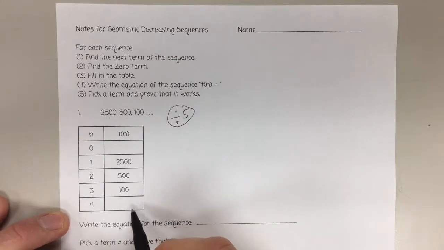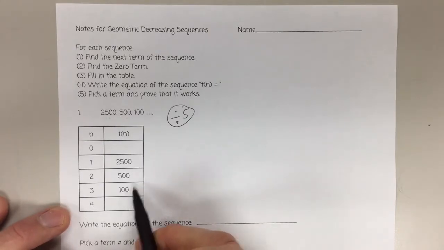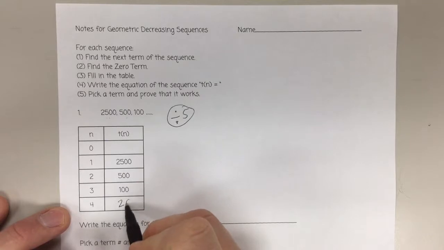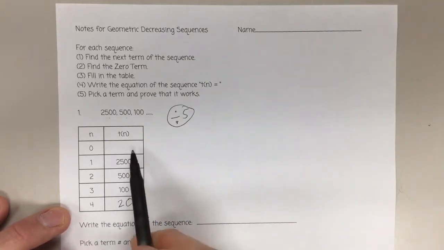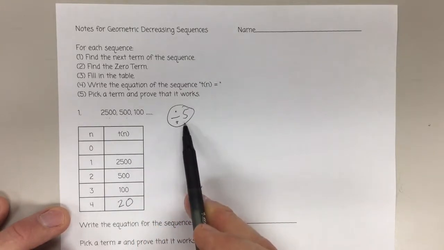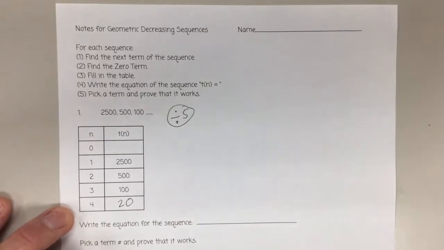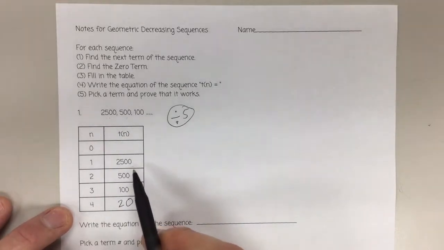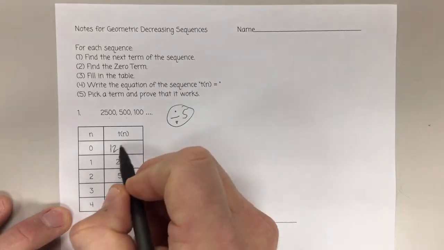So to find the next term in the sequence, I would divide 100 by 5 and get 20. To get the 0 term, instead of dividing by 5, I would multiply by 5. 2,500 times 5 is 12,500.